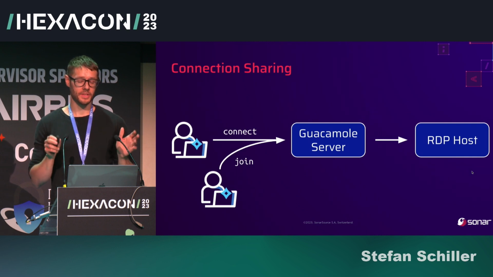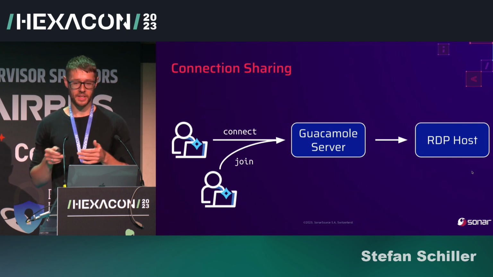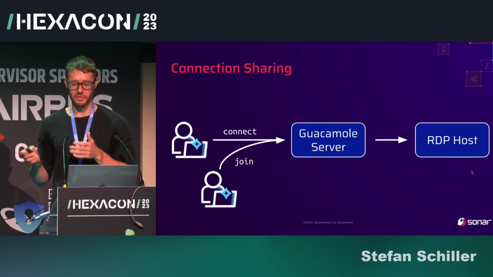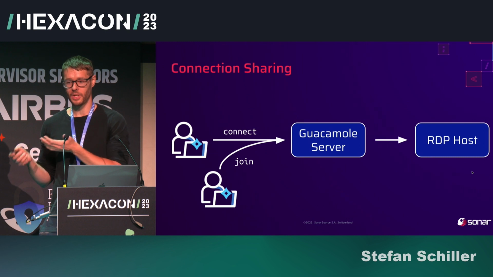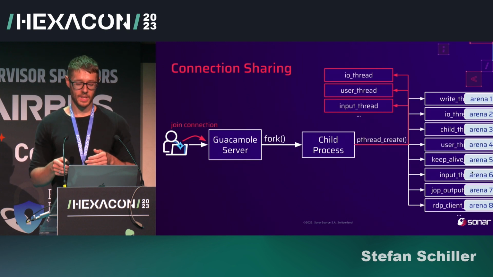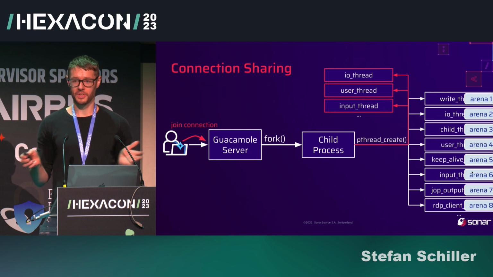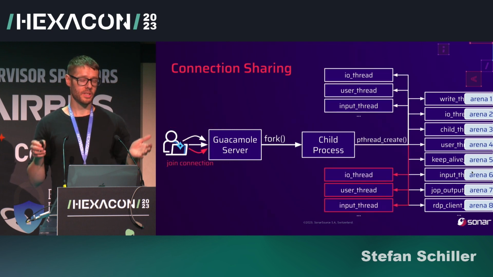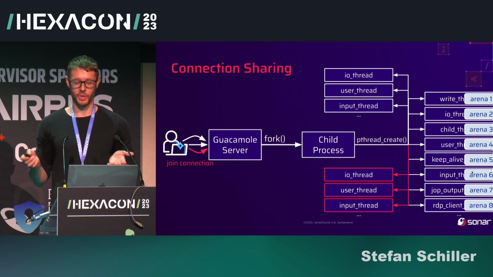Connection sharing means that somebody else can join an existing session. This somebody else doesn't need to be somebody else, in fact. It can also be the same user who initiated the connection. Once a user joins their own connection, no new child process is forked. The existing child process responsible for this connection just creates more threads to handle the shared connection. And there's basically no limit on how often you can join your own connection.